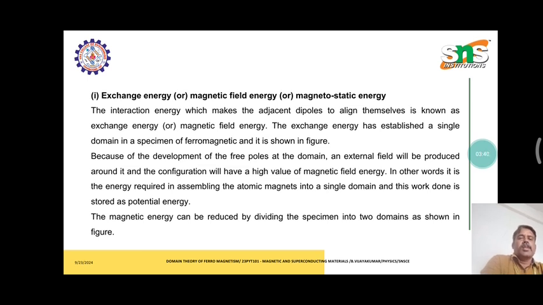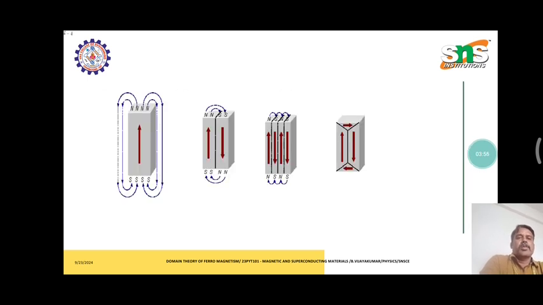So the internal energy is very important, because the free poles of the dipoles at the domain produce an external field around the configuration. It is a high value of magnetic field lines. So this is the exchange of flux in that magnetic material.